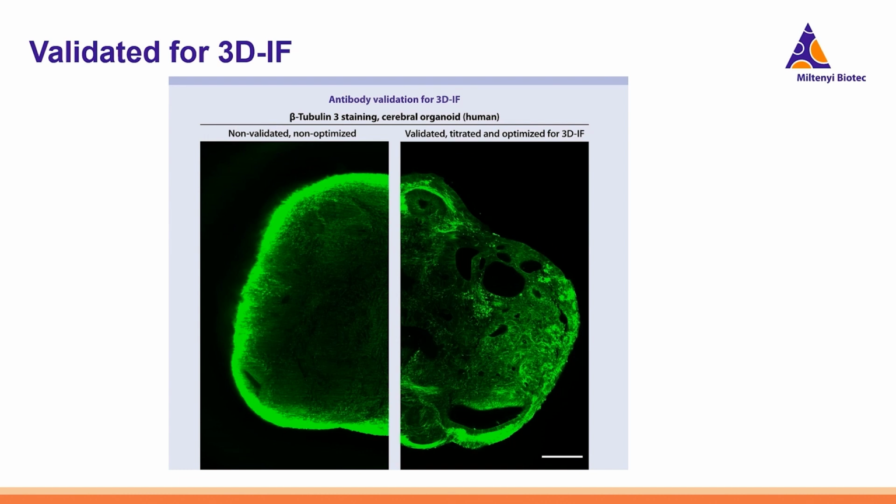So though the image on the right was stained with the same beta-tubulin 3 antibody, the conditions have already been optimized for 3D intact samples, where you now observe proper diffusion of the antibody into the interior of the organoid. So if there's an option to purchase an antibody that has been previously validated for 3D immunofluorescent applications, either by another lab or a vendor, taking this route can save you both time and effort.